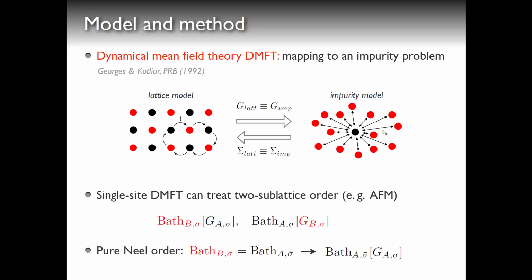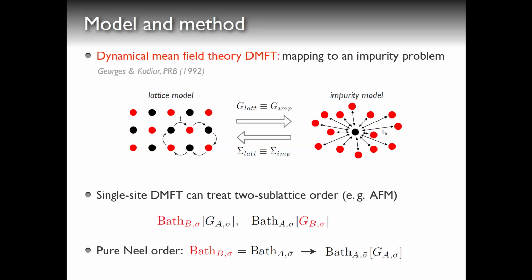Let me also briefly say that within dynamical mean field theory, we can easily treat systems with two sublattice type order, such as antiferromagnetic states, for example. In this case, the bath for sublattice B is given by the local Green's function for sublattice A and vice versa. And then if there is a pure Néel type order, for example, then we know that the bath for sublattice B and spin up is the same as the bath for sublattice A and spin down.